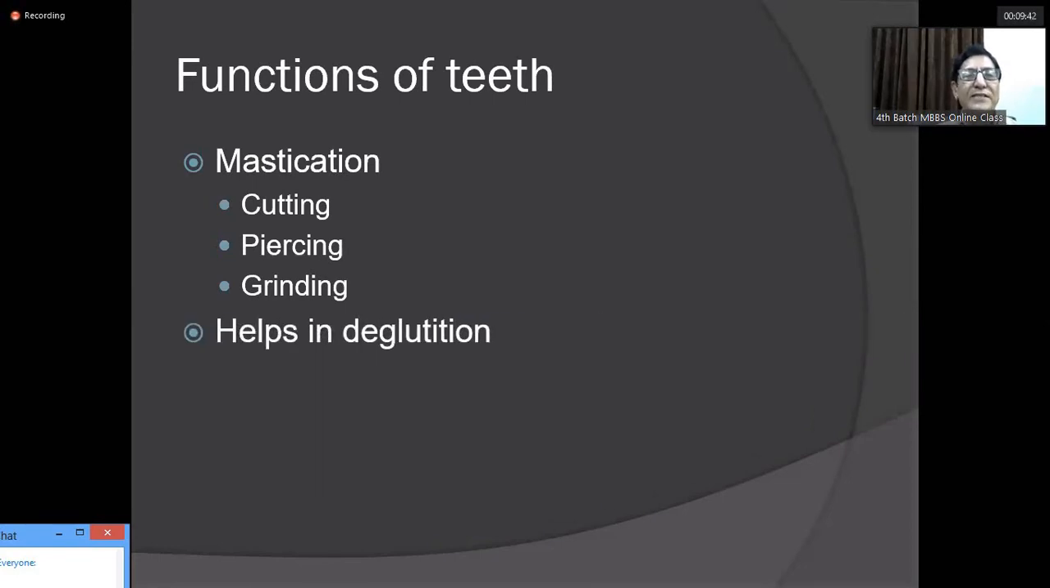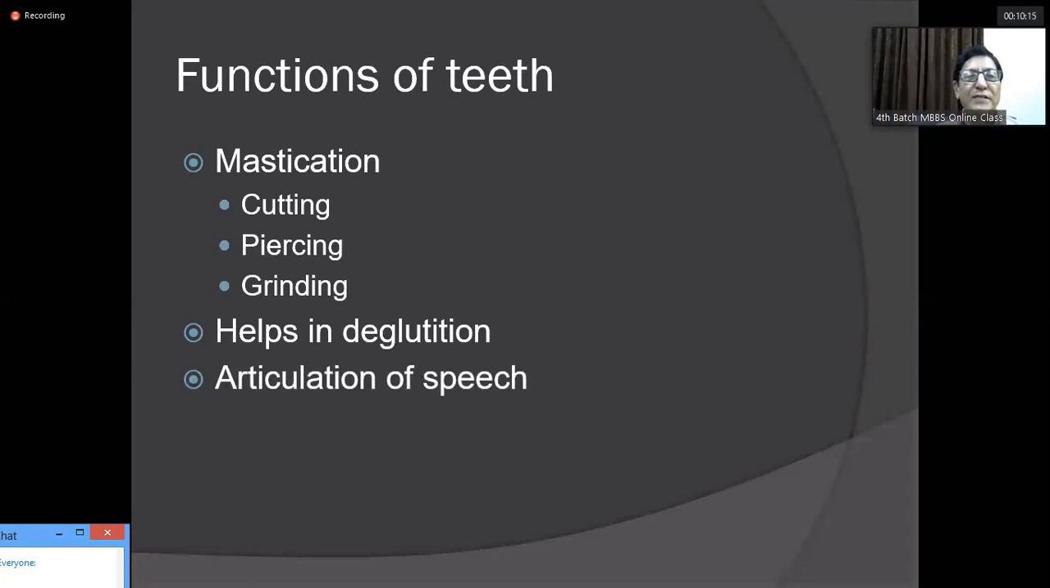Next, teeth help in deglutition also. As I mentioned in my last class, when you want to swallow food particles, you have to make a bolus, put your tongue against the back of your upper teeth, and then start peristalsis so that food is pushed backwards into the oropharynx. So that helps in deglutition also. If you don't have teeth, you'll have trouble. Although you can do it, it will be difficult.